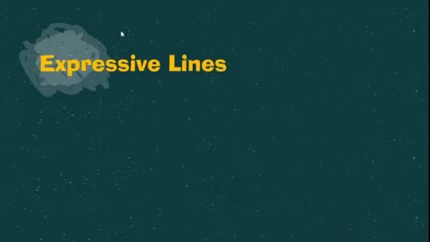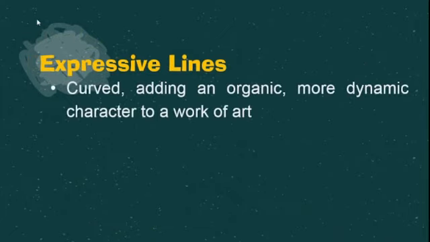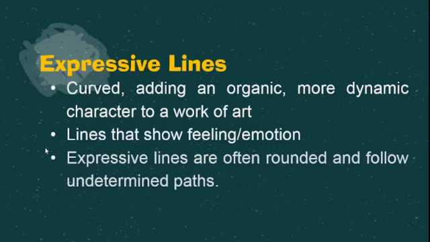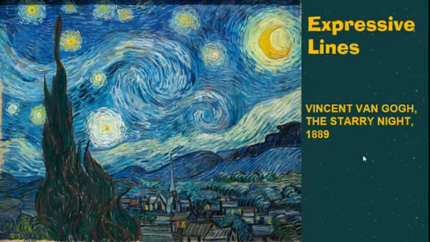Okay. And we also have expressive lines. These are curved, adding an organic, more dynamic character to a work of art. These are lines that show feeling, emotion, or movements. Expressive lines are often rounded and follow undetermined paths. So this is a perfect example of expressive lines.